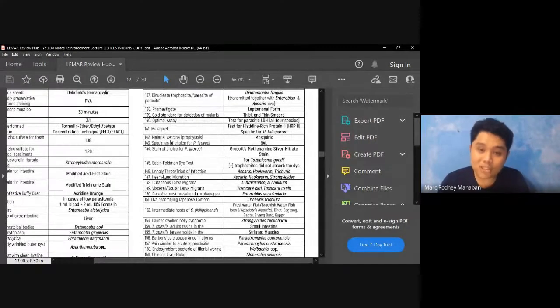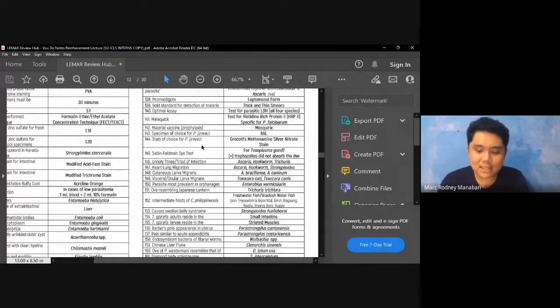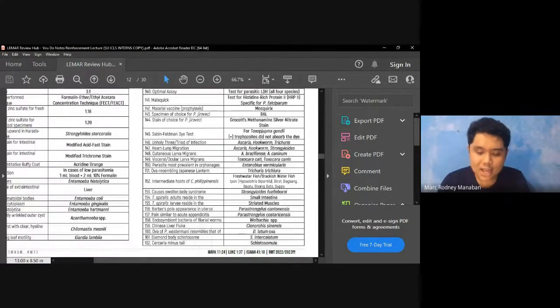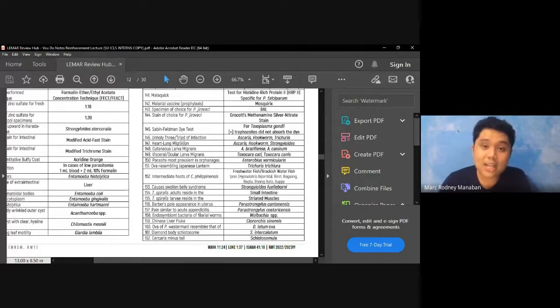Malarial vaccine, Mosquirix, which is now being used in Africa, no? So hopefully good ang mga effects. Stain of choice for P. jirovecii, Grocott methenamine silver. Specimen of choice is bronchoalveolar lavage. Sabin-Feldman dye test, of course, Toxoplasma gondii. Unholy three, of course: hookworm, Ascaris, and Trichuris. Heart to lung migration: Ascaris, Strongyloides, hookworm.